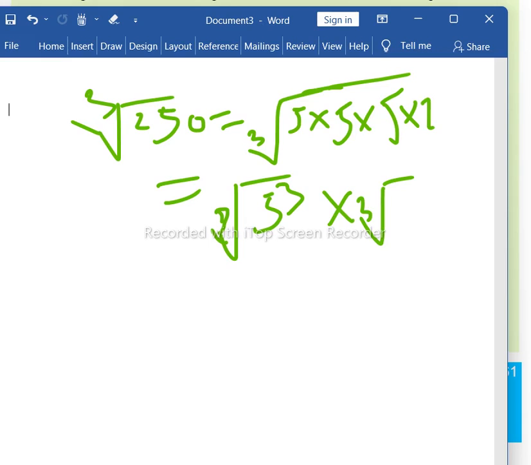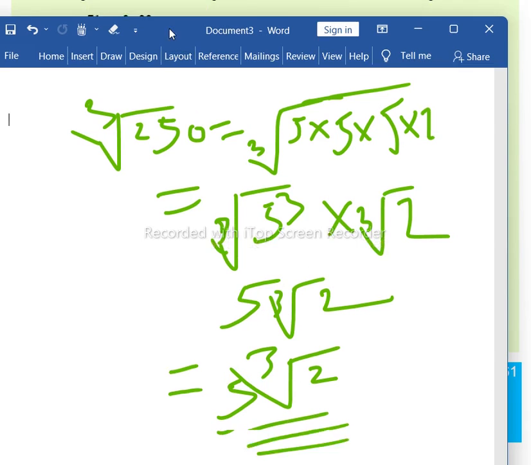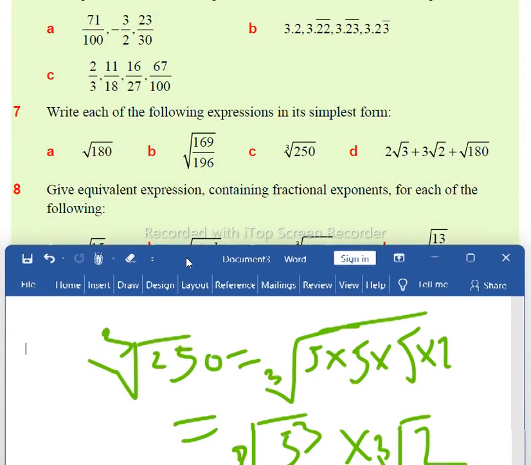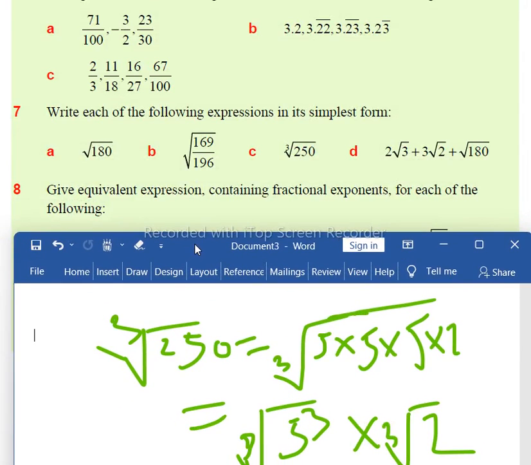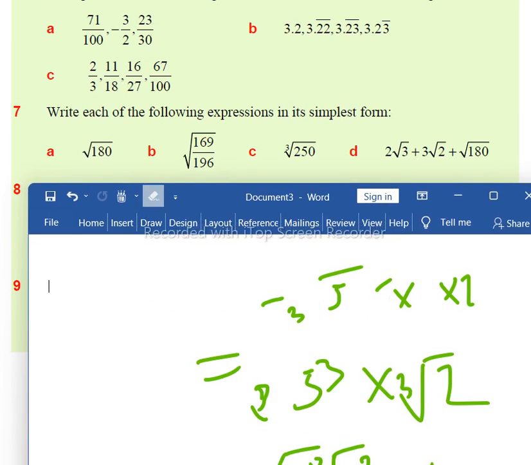After that, the cube root of 5 cubed is the same as 5. So we have 5 times the cube root of 3, and here we have 2, so we can write it in simple form as 5 times the cube root of 6. This is the final answer for question letter C. This is all about question number 7.